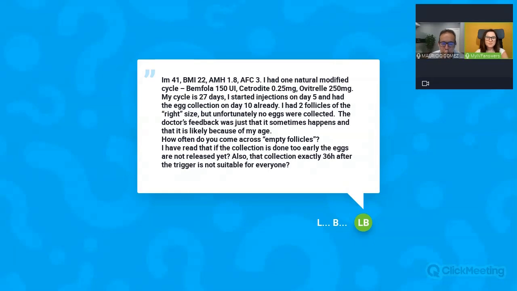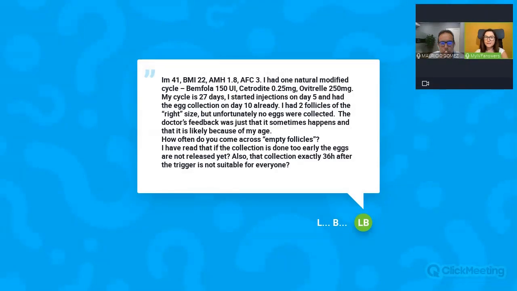So I'm 41, BMI 22, AMH 1.8, AFC 3. I had one natural modified cycle, Bemfola 150, Cetrotide 125, Ovitrelle 250. My cycle is 27 days. I started injections on day 5 and had the egg collection on day 10 already. I had 2 follicles of the right size, but unfortunately no eggs were collected. The doctor's feedback was just that it sometimes happens and that it's likely because of my age. How often do you come across empty follicles?